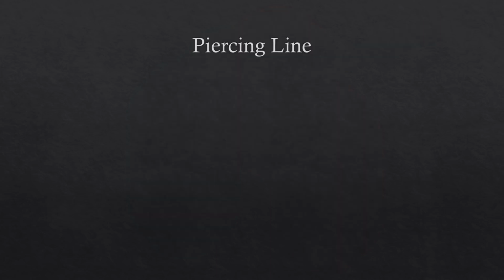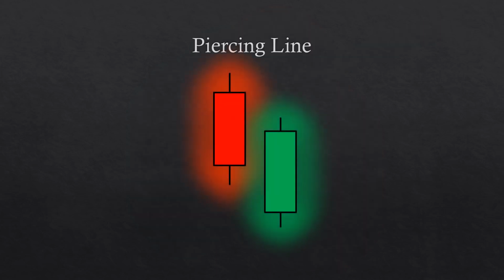The next complex reversal pattern we are going to study is called the piercing line, which is a bullish reversal pattern formed by two candles. This is a subtler pattern than the engulfing patterns we just studied because it involves the perception of a gap between the close of the first candle and the open of the second candle. In a piercing line, the first candle is a bearish candle, and the second candle is a bullish candle that opens with a gap down.